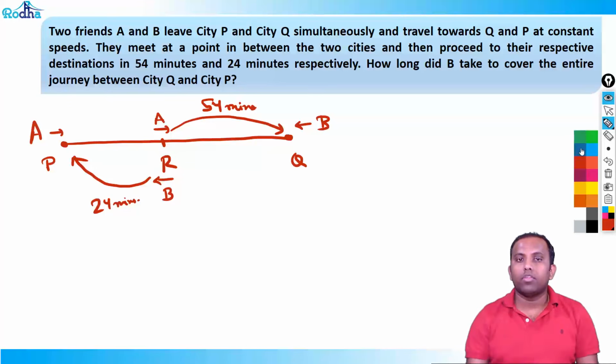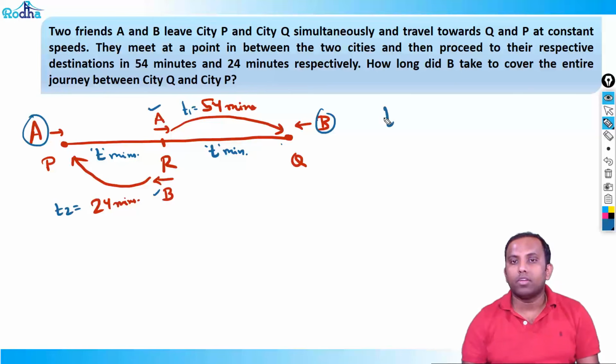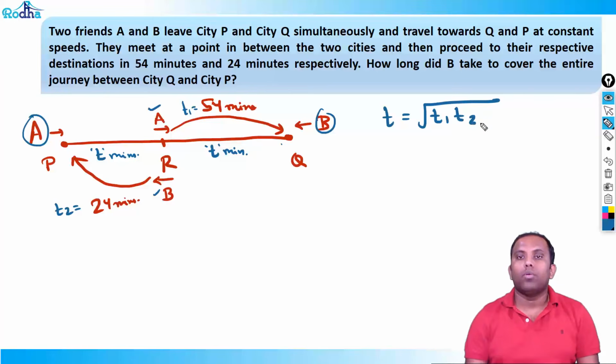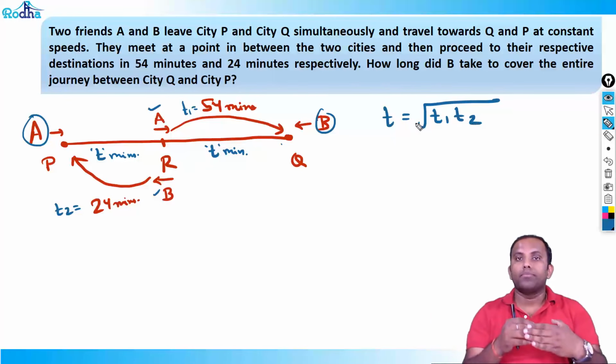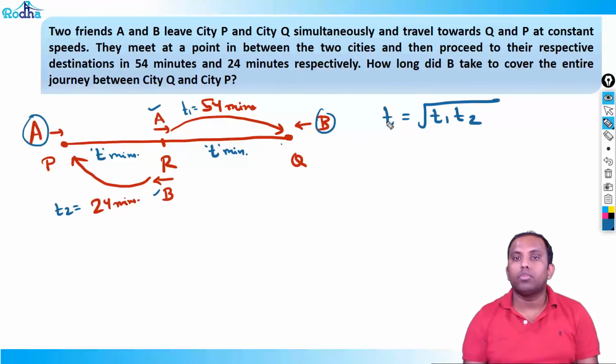Now this is also easy to calculate because I know that A starts from here and reaches here, and B starts from here and reaches here. Since they both started simultaneously, suppose they both took T minutes. So B took T minutes from Q to R and A took T minutes from P to R. And this is T1, this is T2. Same thing, right? So I know that T is equal to root under T1 T2. Because what is T1, T2? After meeting at a certain point, the respective time taken by both of them to reach their destination. So after meeting, time is T1, not total time. T is equal to root T1 T2.